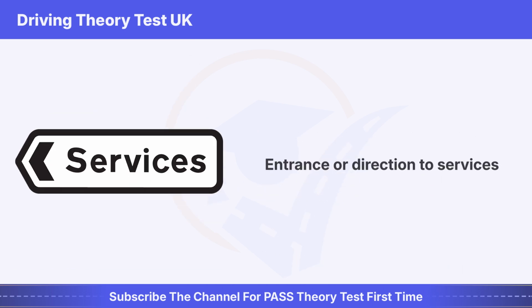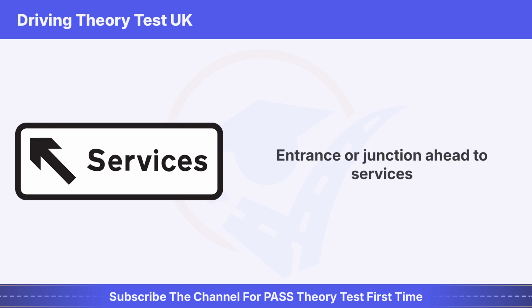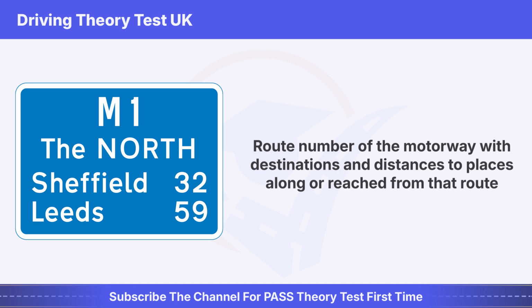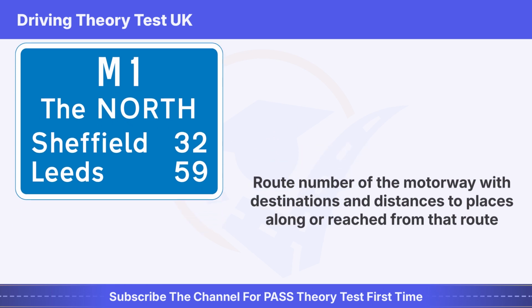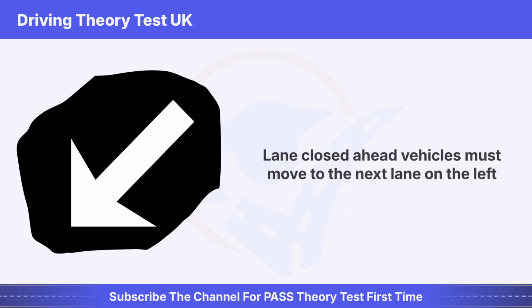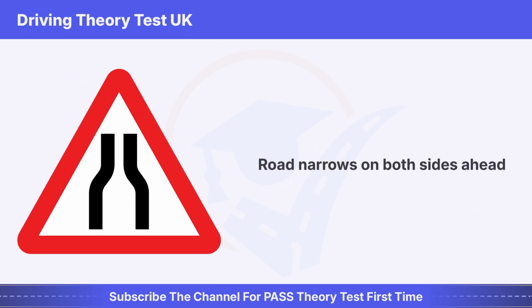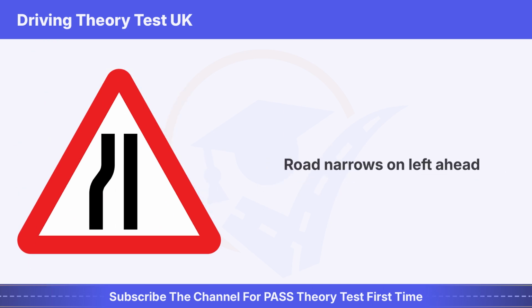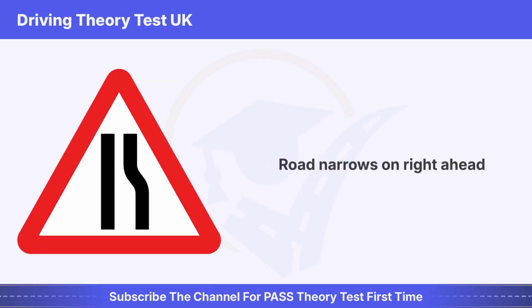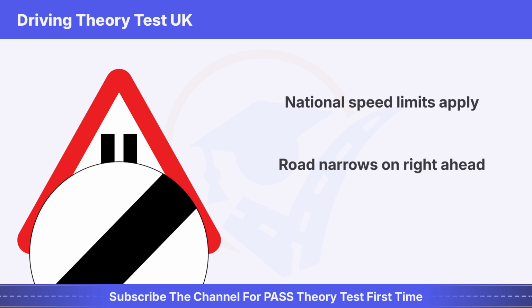Entrance or direction to services. Entrance or junction ahead to services. Route number of the motorway with destinations and distances to places along or reached from that route. Lane closed ahead, vehicles must move to the next lane on the left. Road narrows on both sides ahead. Road narrows on left ahead. Road narrows on right ahead.